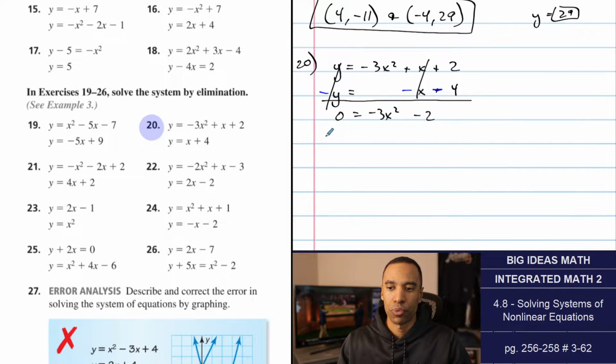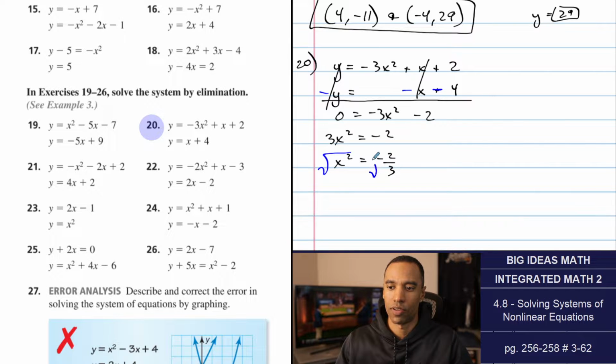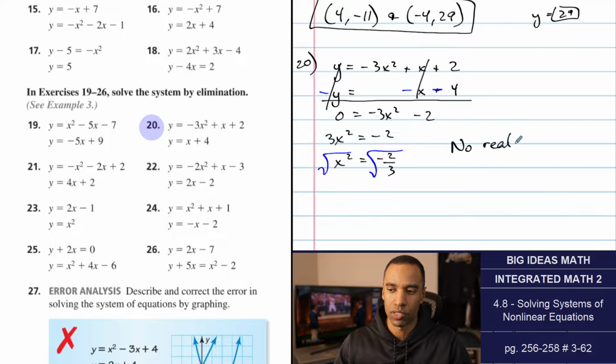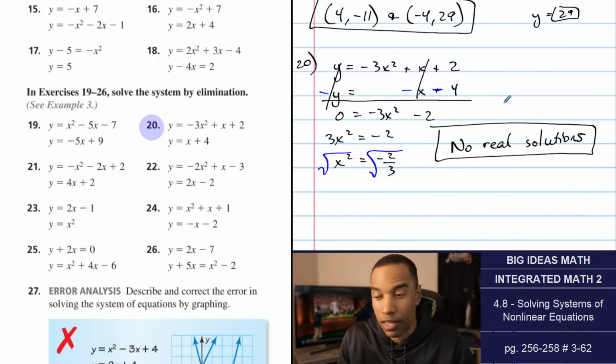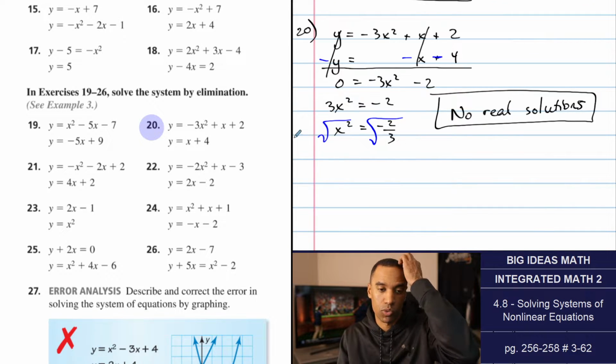Okay, I'm going to add the 3x squared over. Get 3x squared equals negative 2. And divide both sides by 3. X squared is negative 2/3. Taking the square root of both sides here will lead us to taking the square root of a negative. You've heard before that we would kind of stop in that case. No real solutions, taking the square root of a negative. We're not dealing with the imaginary versions of that. And yeah, that'll just be it for that problem. That's all I'm going to do on number 20.